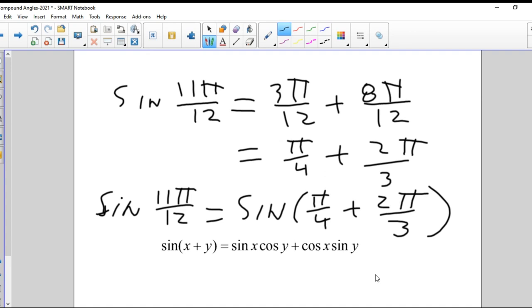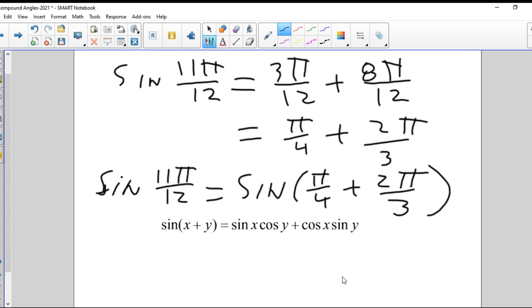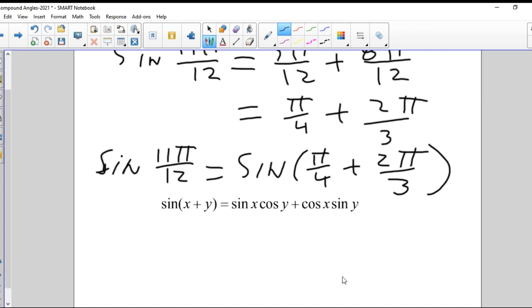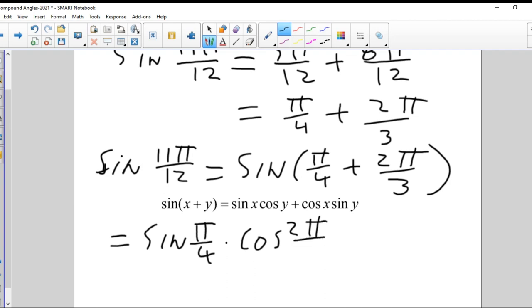All right, anyway, so sine of x plus y is equal to all of this stuff here. So let's go ahead and apply it. So that's equal to, in this case, the sine of pi over 4 times the cosine of 2 pi over 3. Again, just following this thing, plus the cosine of pi over 4 times the sine of 2 pi over 3.